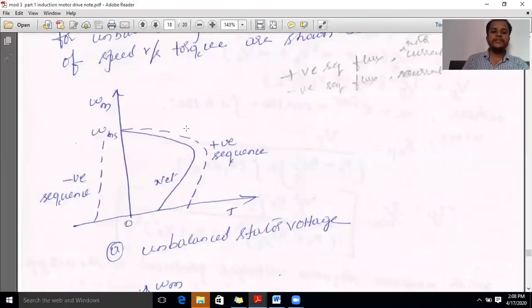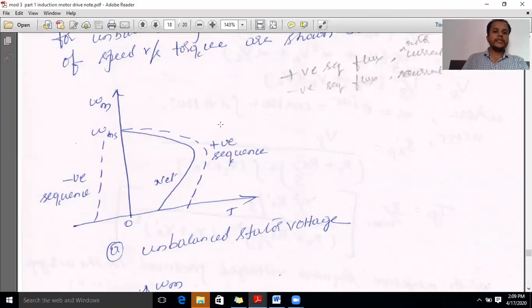Due to the unbalanced stator voltage, the net torque of the motor reduces, and once the net torque reduces, the power output will reduce. This is the effect of unbalanced stator voltage. So this is about the effect of unbalanced stator voltage.